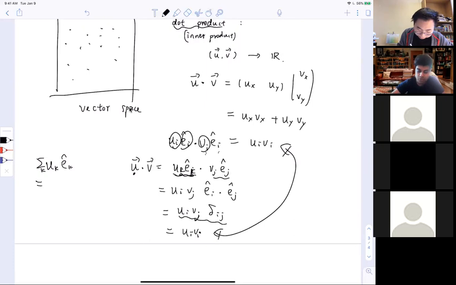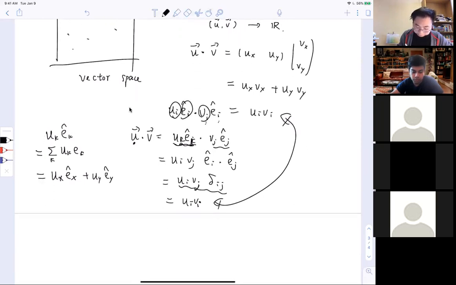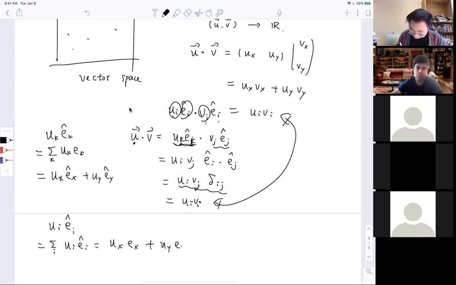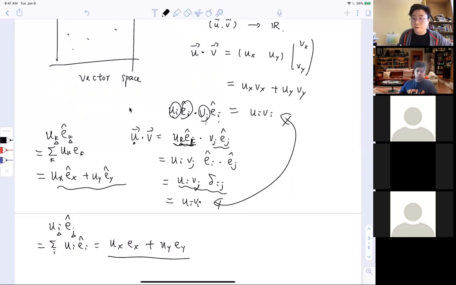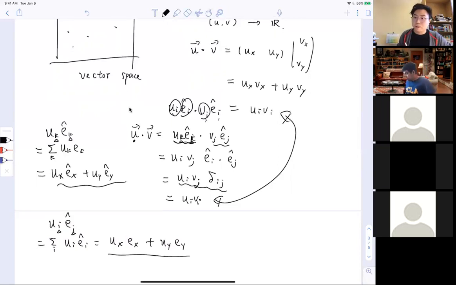Like this, right? ux ex plus uy ey. Of course, you can also use i, ui ei, which is ux ex plus uy ey. So you can see they're the same. It really doesn't matter which symbol you use, because eventually you will sum them over.